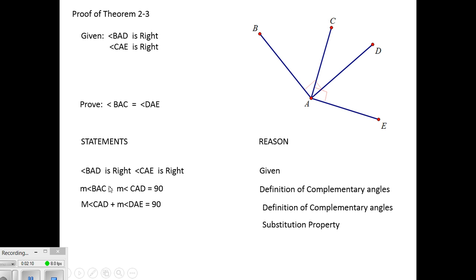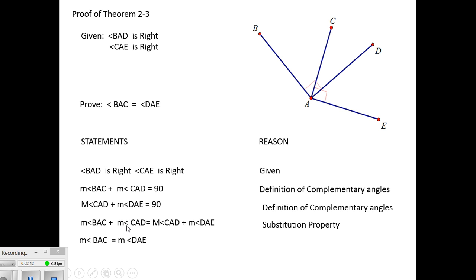What is 90? Either this or this sum. Either this summation or this summation. So I'm able to set them equal. Now, okay, I can bring back, okay, and see what we have here. What we have here is a common angle. What's a common angle? Well, CAD is in this summation on the left, and it's also in this summation on the right. So basically, I'm going to do subtraction.